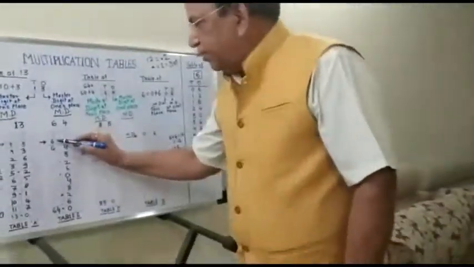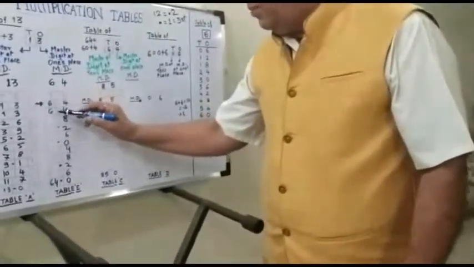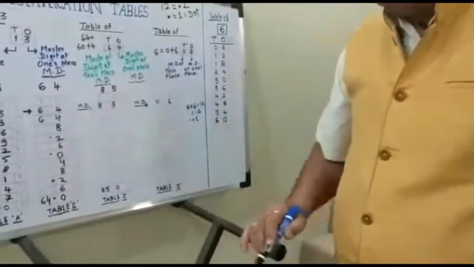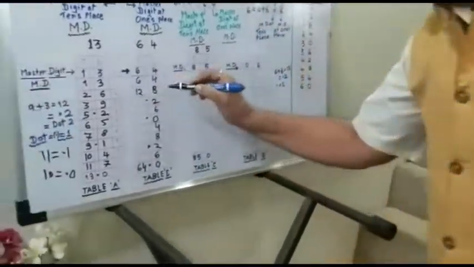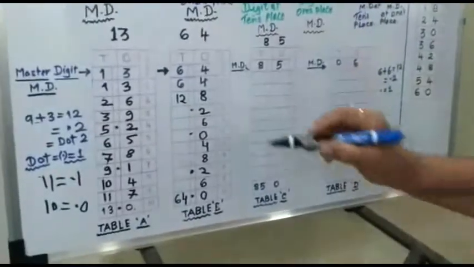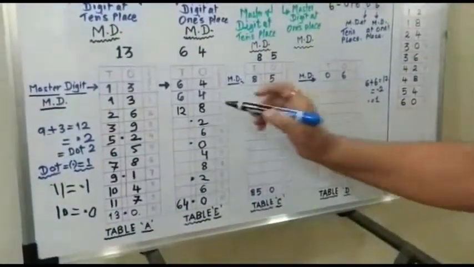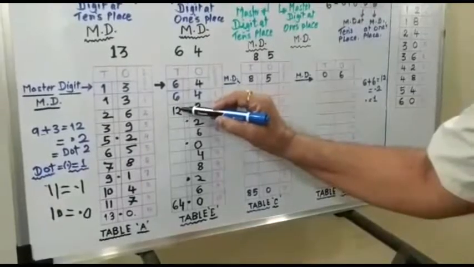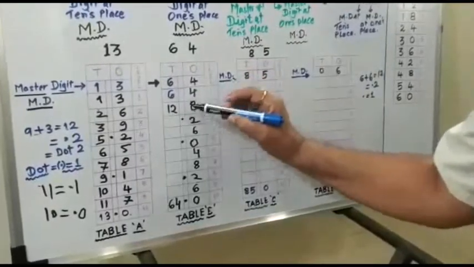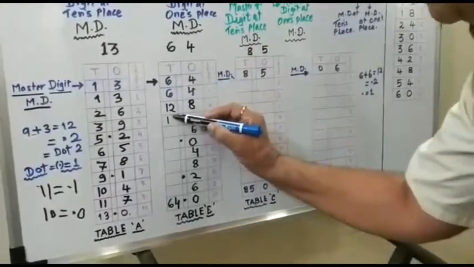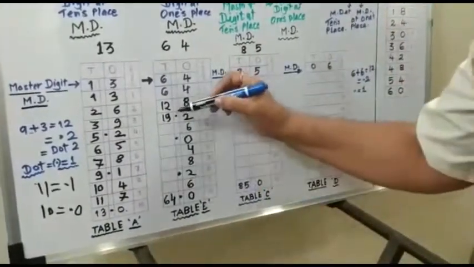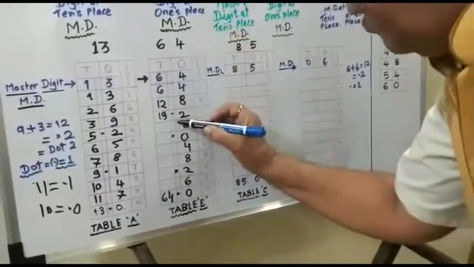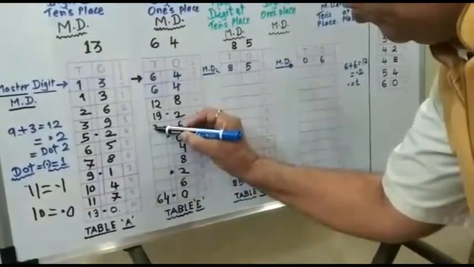So again the master digit here is 6 and the number that we already know is 6. So what is the next number? It is 6 plus 6, 12. Then 12 plus 6, 18. Should we write 18? No, because this dot is here. So 12 plus 6, 18 plus dot, 19. So we have to put 19 and not 18. Okay. So this is 19. Now 19 plus 6, 25, no dot. So we will put 25 here.